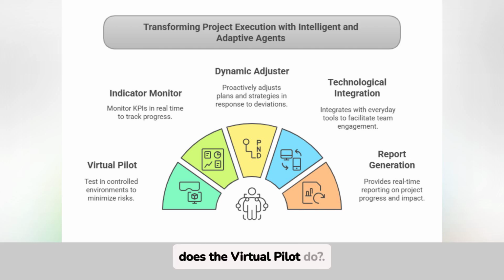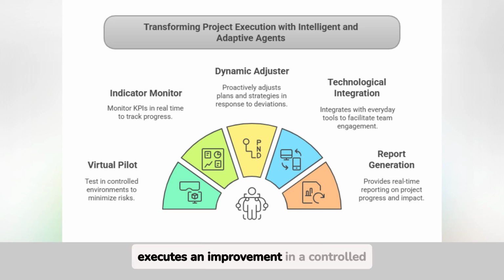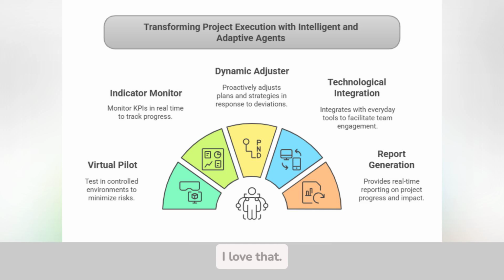What does the virtual pilot do? The virtual pilot executes an improvement in a controlled environment before rolling it out to the rest of the company. It's like a simulation, but with real data and real people involved. This way, you can anticipate bottlenecks, see if the team is responding as expected, and fine-tune details before the general rollout. I love that. Because we often launch improvements without knowing if they'll work, and then we have to backtrack. With the pilot, we have room to maneuver.